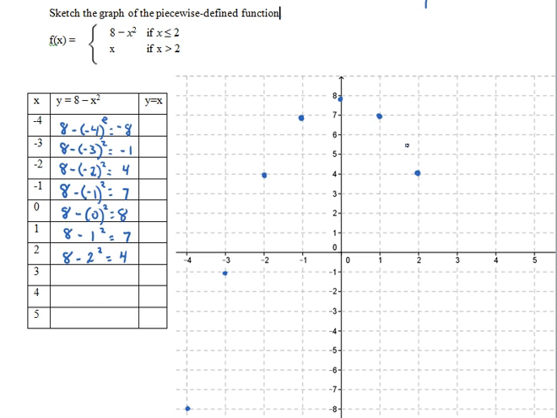And since all of these points were generated from the same definition, we can join these. The shape is actually going to be a parabola. And the curve does keep going to -infinity.